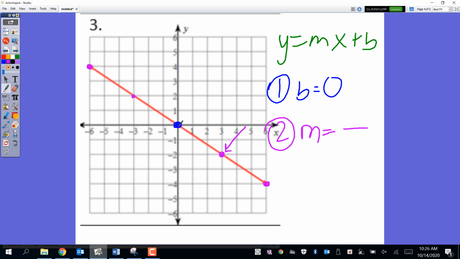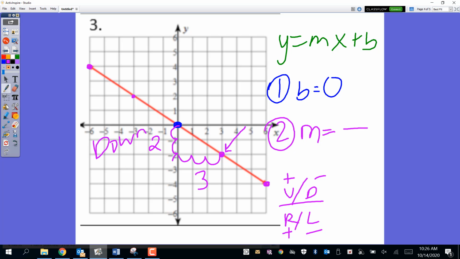So I'm going to start counting. Here we go. I'm counting 1, 2, just 2, and then 1, 2, 3. Okay, we're remembering up, down goes on top, right, left goes on bottom. If you moved up, positive, down, negative, right, positive, left, negative. So when I went 2, that was down 2, which means negative 2. When I went 3, I went to the right 3, which means positive 3. So I'm going to put that in my fraction. I got negative 2 on top, positive 3 on the bottom.